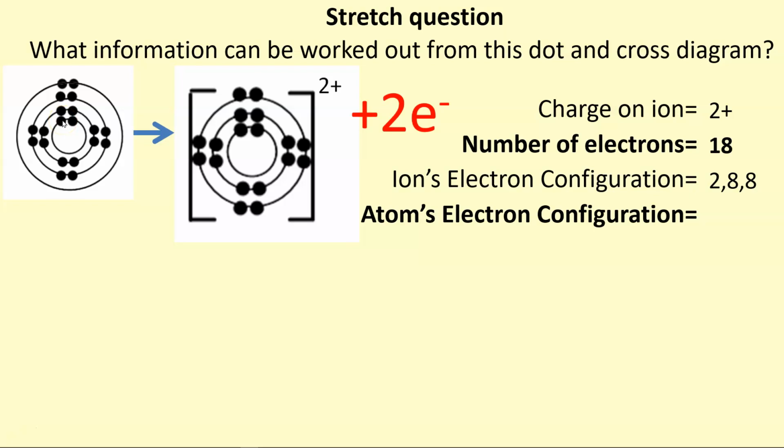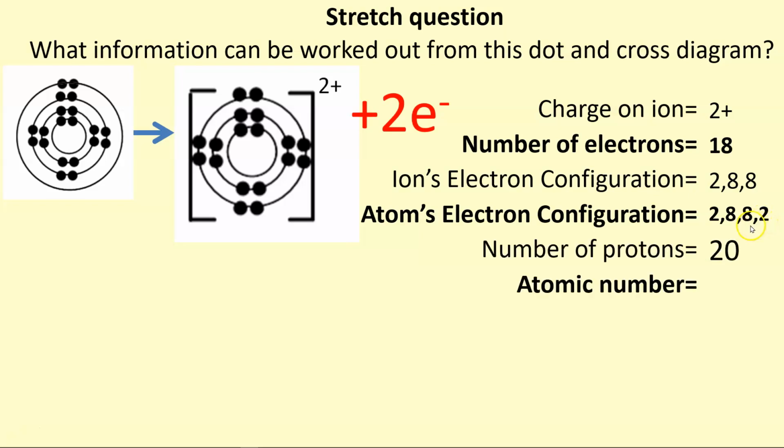So what's the atom's electron configuration? 2, 8, 8, 2. So now we've got the number of electrons in an atom, we can work out the number of protons in an atom. 2 plus 8 is 10, plus another 8, 18, plus another 2, 20. The atomic number is equal to the number of protons.